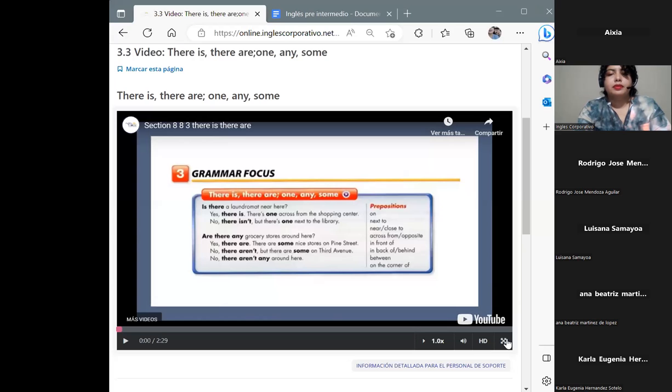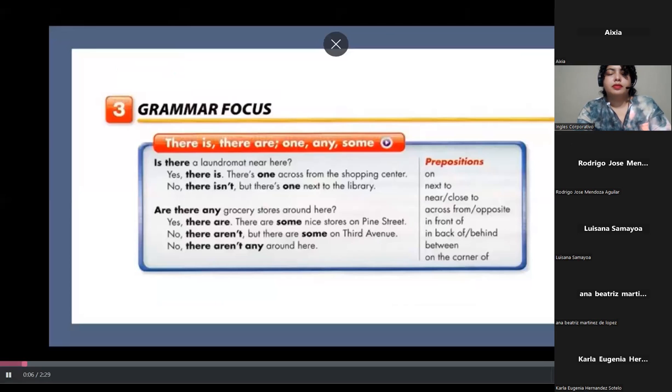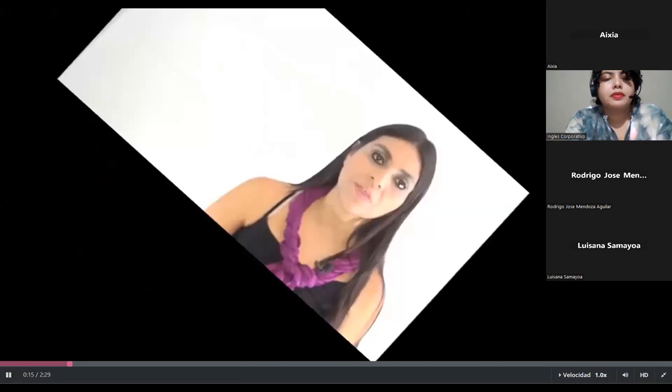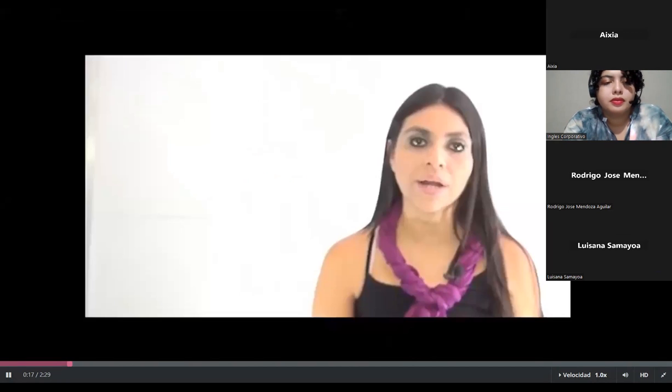Hey everyone, welcome back to another session. This time we'll learn to ask if there is or not a particular place in town. We'll go over prepositions of place which will help us give directions. In this session, participants will learn how to ask and answer questions with there is, there are, one, any, and some.